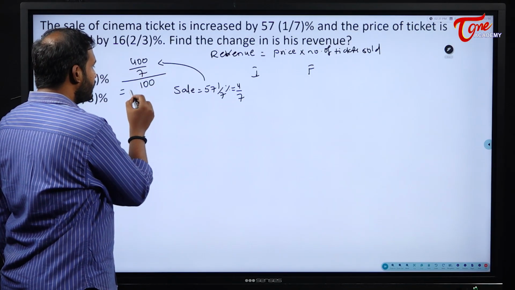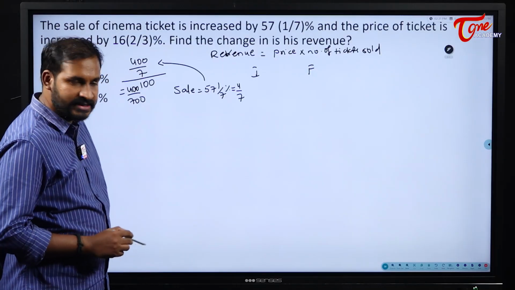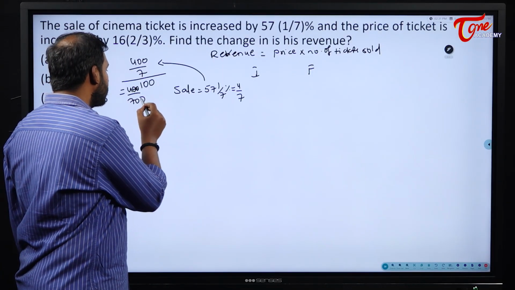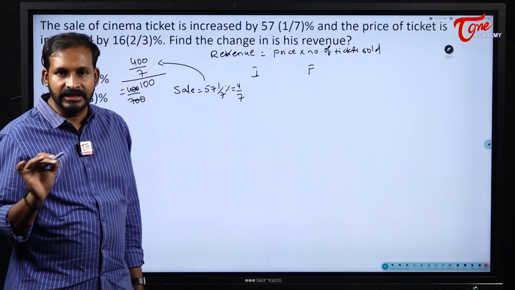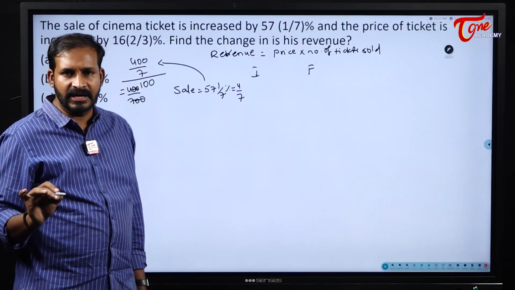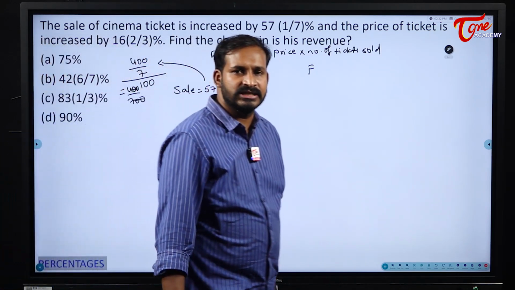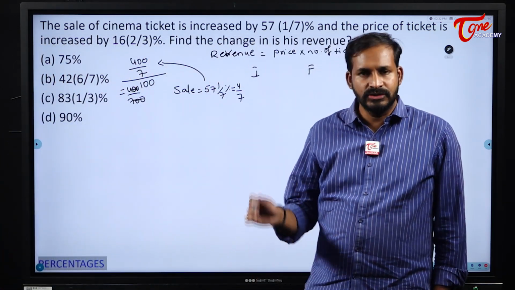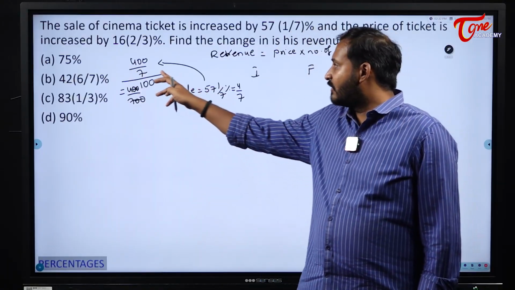This becomes 400 by, the 7 will come down, so it becomes 400/700. 2 zeros get cancelled and it will become 4/7. I have written 4/7 here directly. If you don't get the idea, it doesn't matter. First of all, please know how we convert a percentage to a fraction: we usually divide the percentage by 100 to convert it into a fraction. I have done the same thing here.